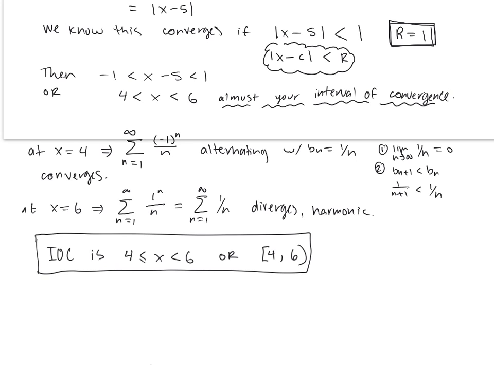So you use the ratio test or the root test to get the bulk of your interval, and then you plug in the endpoints to see what happens there.